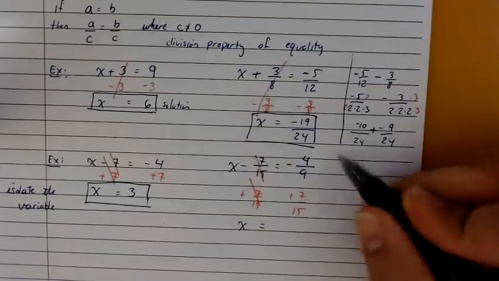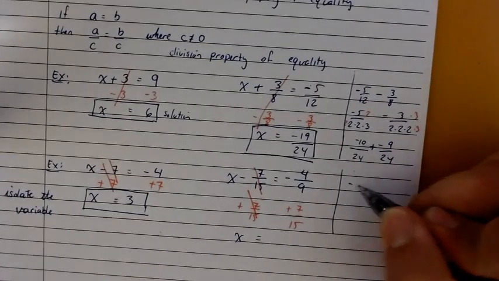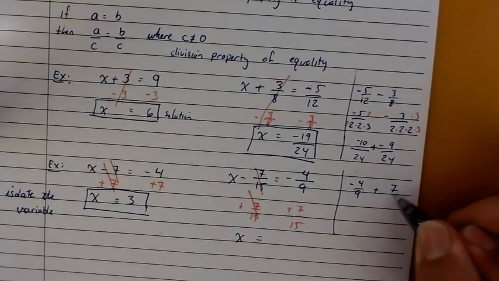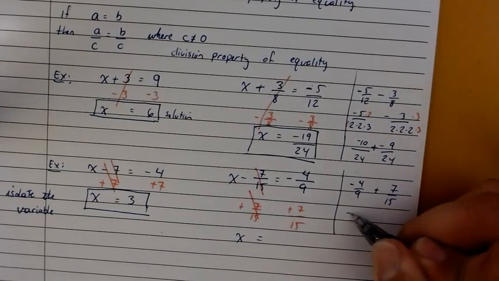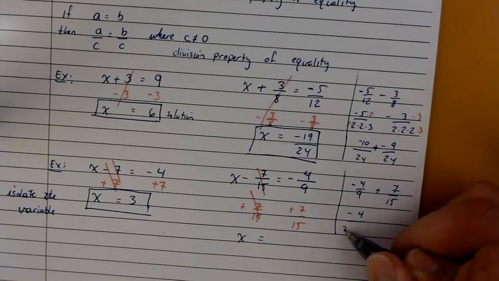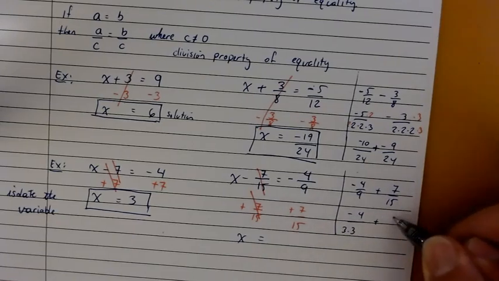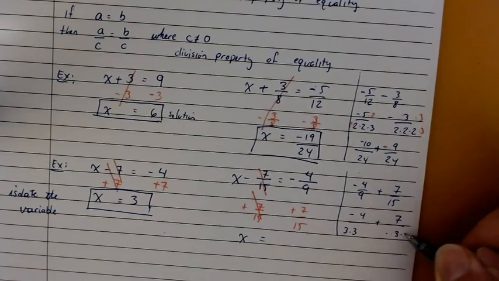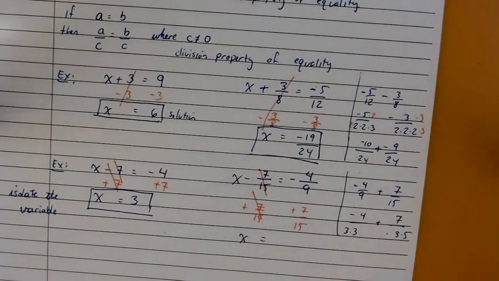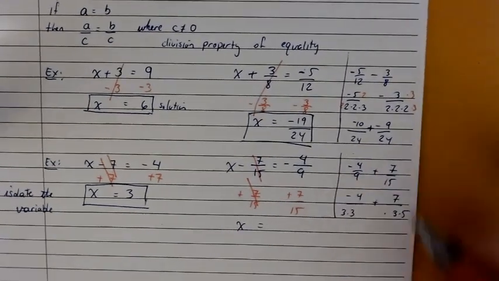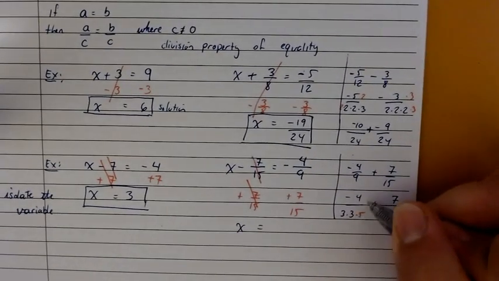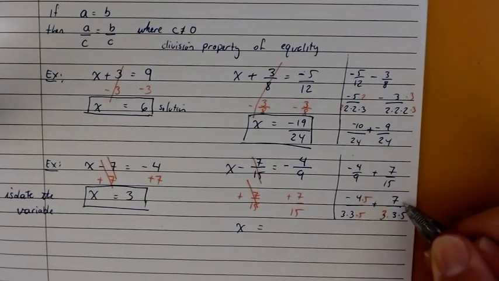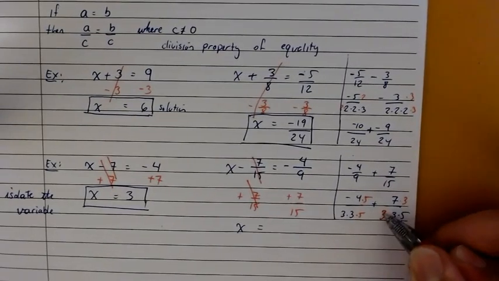Here we need to put these together. Let's do this off to the side. If I take negative 4/9 plus 7 over 15. That's negative 4 over 3 times 3, and that's plus 7 over 3 times 5. And now to make these denominators the same, I need to multiply here by 5. And I do the same thing on top. And I need to multiply this by 3. And I'll do the same thing on top, times 3.